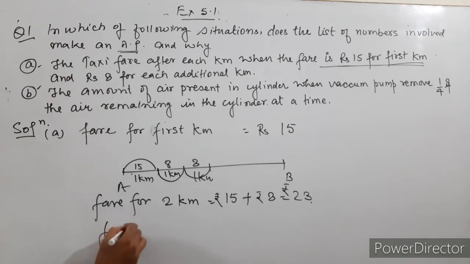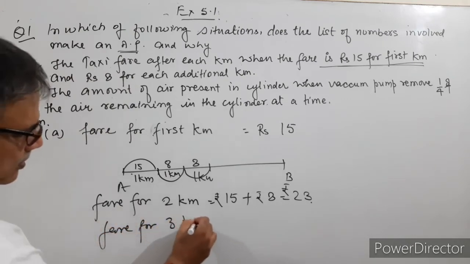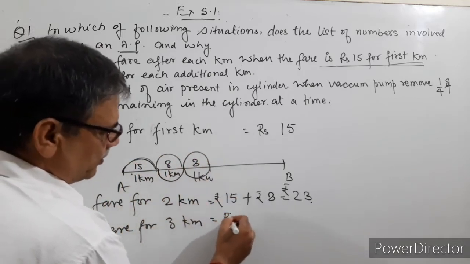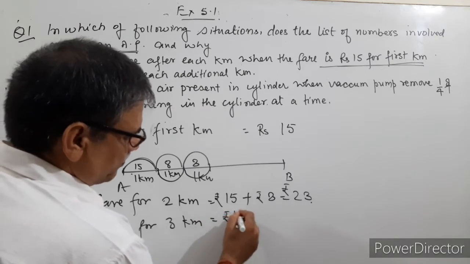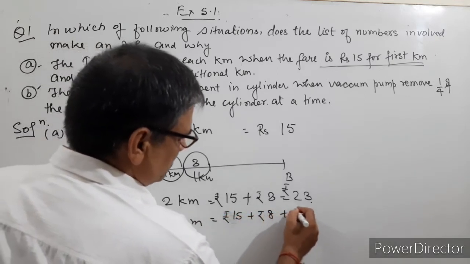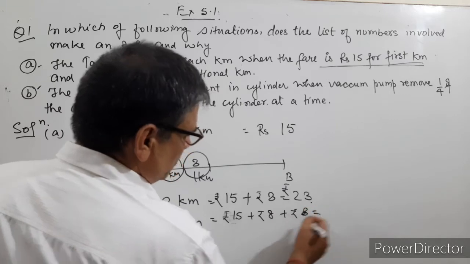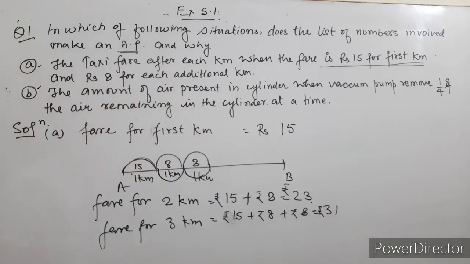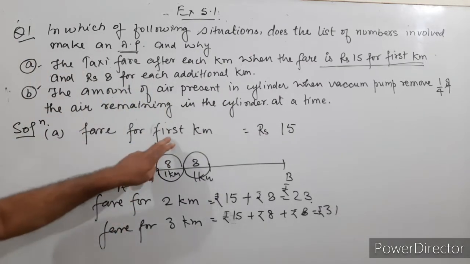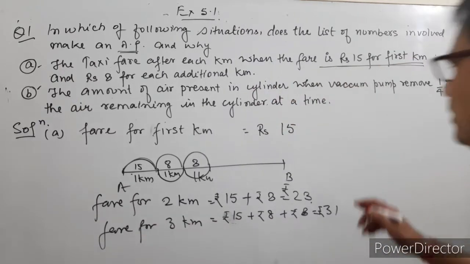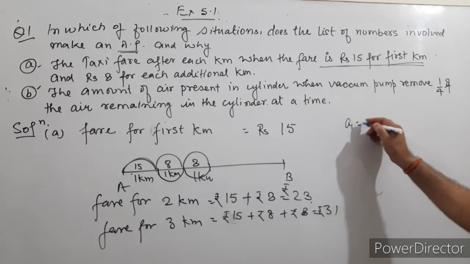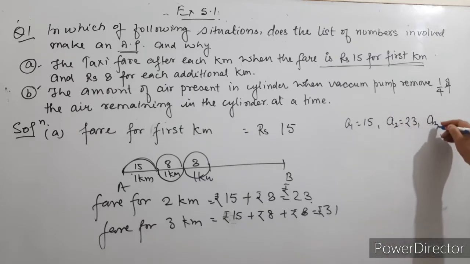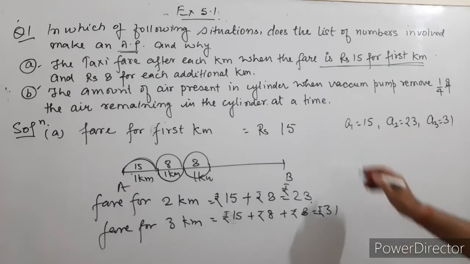And the fare for 3 kilometers means 15 plus 8 plus 8, which is 15 plus 8 equals 23, and this is 31. It means if we assume the first kilometer is A1, A1 is equal to 15, A2 is equal to 23, and A3 is equal to 31.